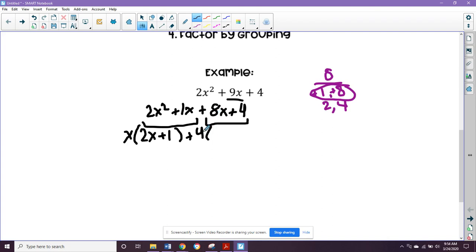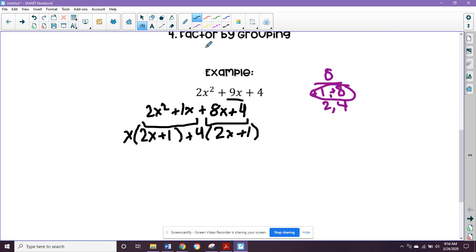So we divide 8 by 4, we get 2, and then we're not taking any x's, so we have to bring down our x. And then 4 divided by 4 is 1, so plus 1. So here's a good way to check. Are your two parentheses the same? If they are, you factored correctly.